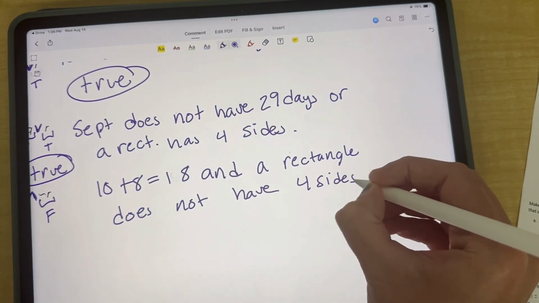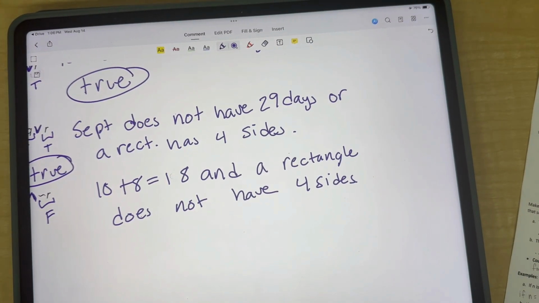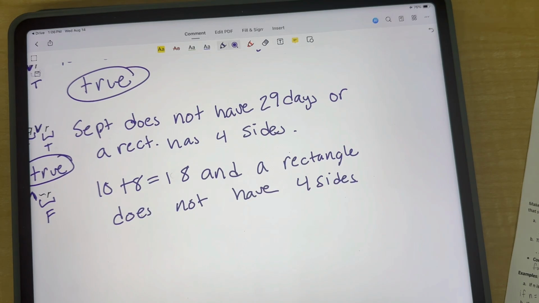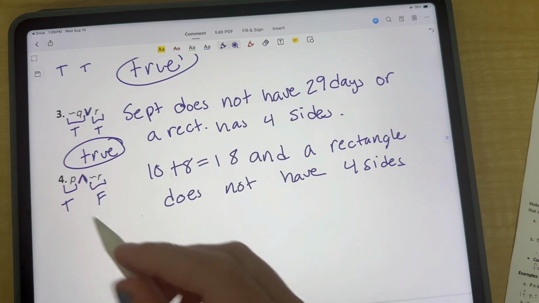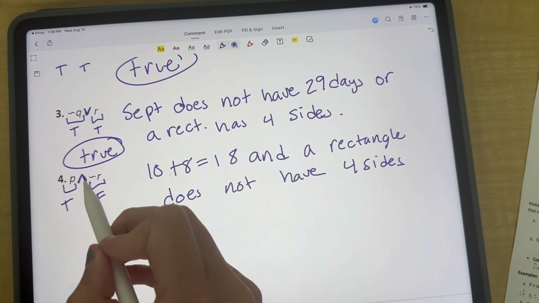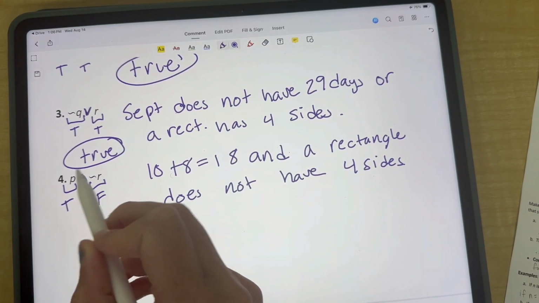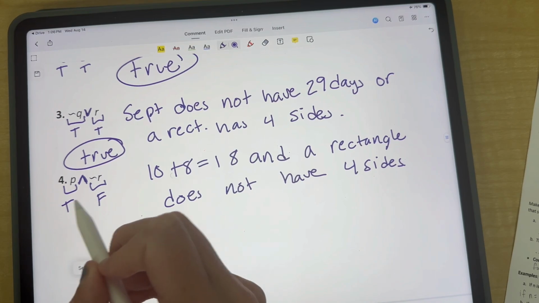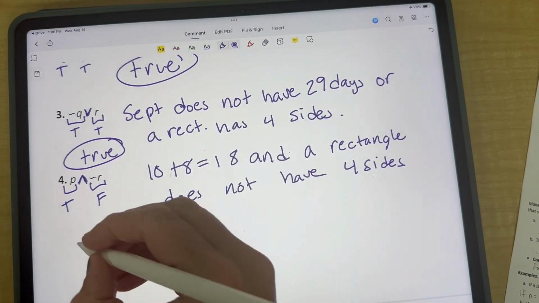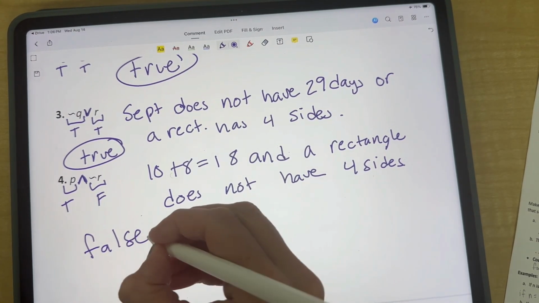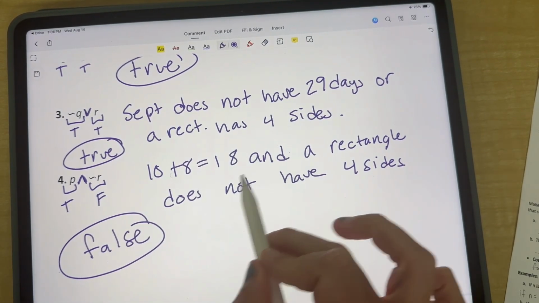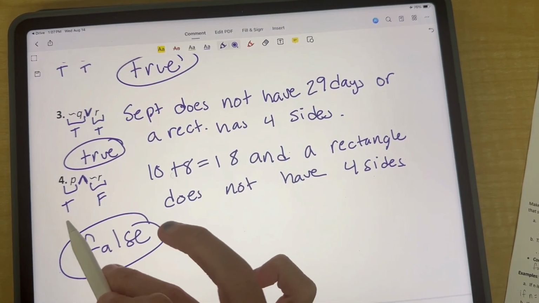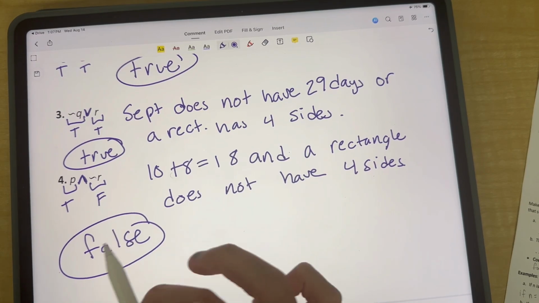And again, that is a very false statement. The property of a rectangle is that it has to have 4 sides. It's a quadrilateral. So if the first part's true and the next part's false, what's the compound statement? Is the whole thing true or false? The whole thing would become false, again because and statements need both things to be true. And since one thing's false, the whole thing becomes false.